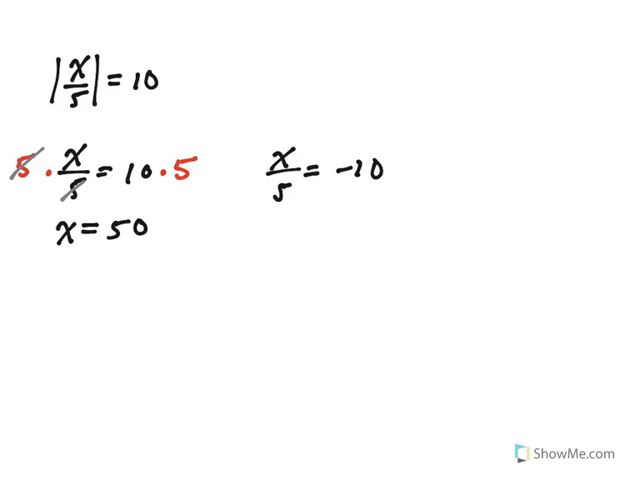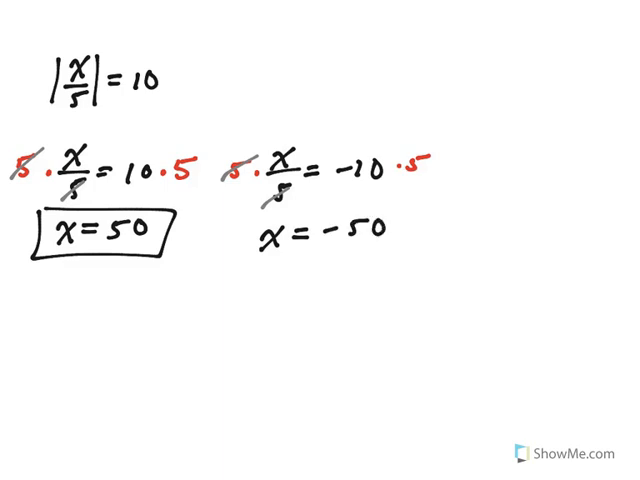And again, that would be one answer. And then here we do the same thing. We multiply both sides by 5. And then you're going to get x equals minus 50. And that would be the other solution for this particular equation. Okay.